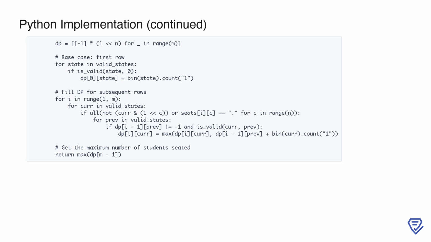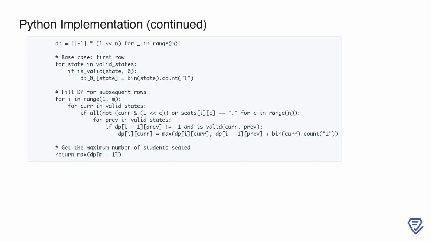To implement the dynamic programming solution, we initialize a 2D DP array where each row corresponds to a specific row in the classroom and each column represents a possible seating state. Initially, all values are set to -1, indicating that they are not yet computed. For the first row, we iterate through all valid states and use the is_valid helper to check if the arrangement is acceptable when there is no previous row. If valid, the number of students seated in that state, calculated using bin(state).count('1'), is stored in the DP array.